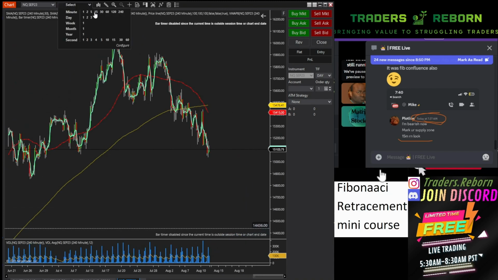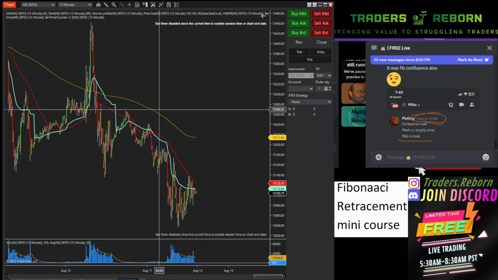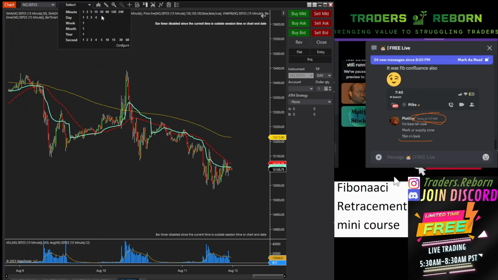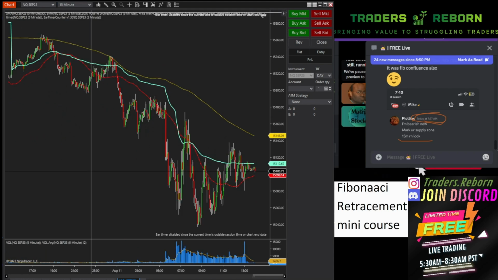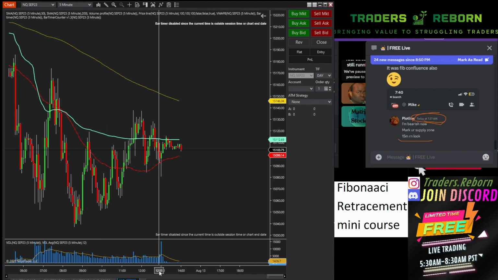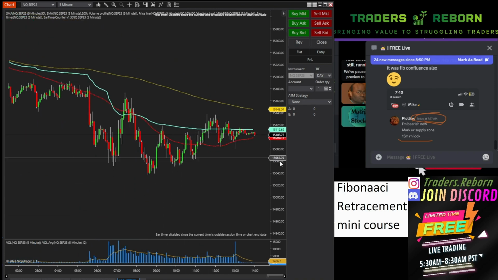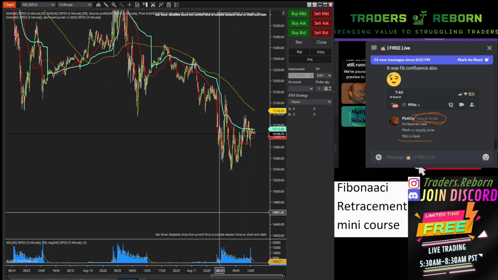Okay, so now we're gonna go down to, usually what you want to do is 15 minutes, 30 minutes, 1 hour. Those are all good fibs, guys. But once you bring it down to 5 minute, that's where I trade. I trade in the 5 minute zone. This is how you need to know which levels belong to the higher time frame.